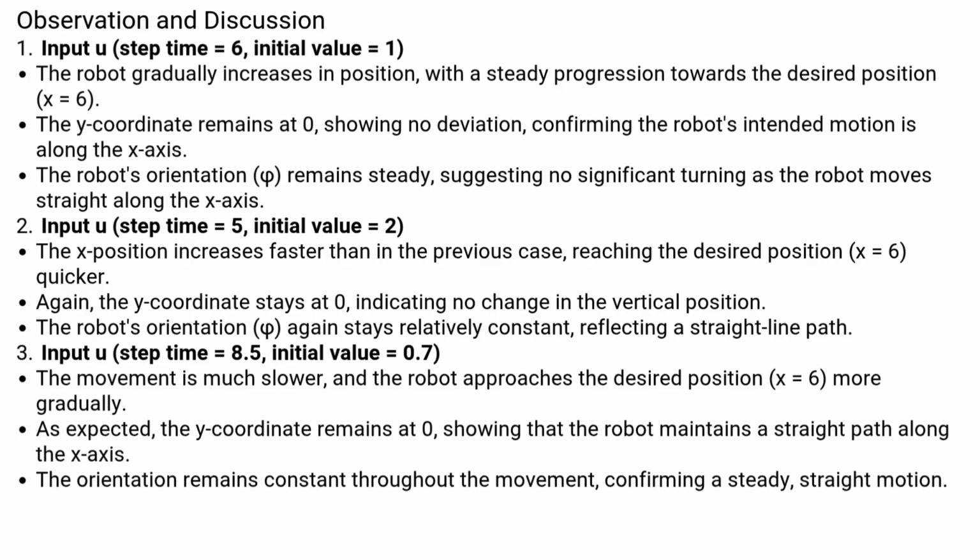And we go to the third input u, step time 8.5, initial value 0.7, where the movement is much slower and the robot approaches the desired position x equal to 6 more slowly than before. The y coordinate remains at 0, showing that the robot maintains a straight path, and the orientation remains constant throughout the movement, confirming a steady and straight motion.